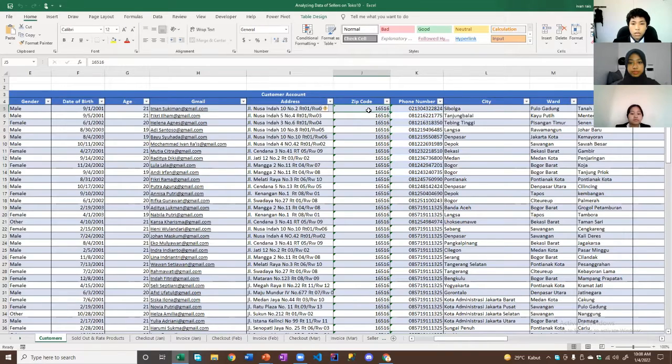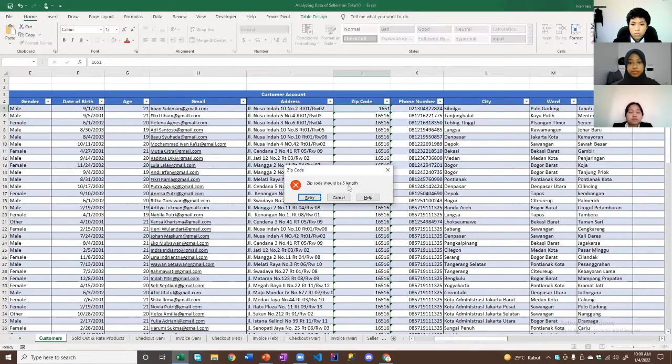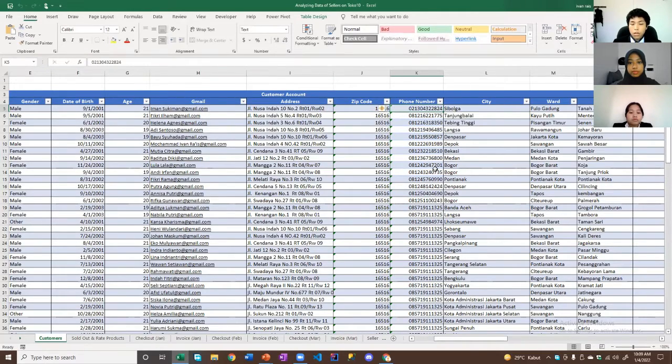First, zip code. If a customer inputs a zip code whose length is not equal to 5, Excel will display an error message. For example, and then for phone number, if a customer inputs a phone number whose length is not equal to 12, Excel will display an error message.